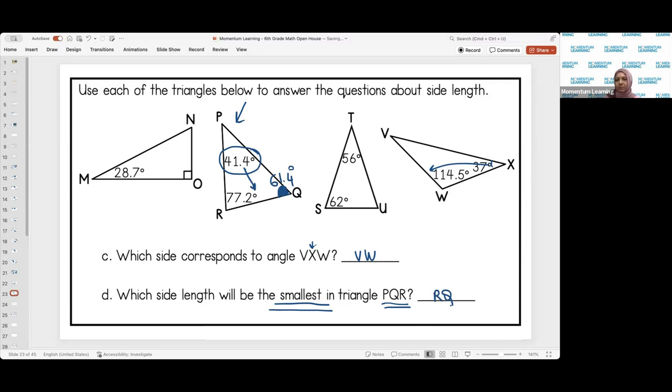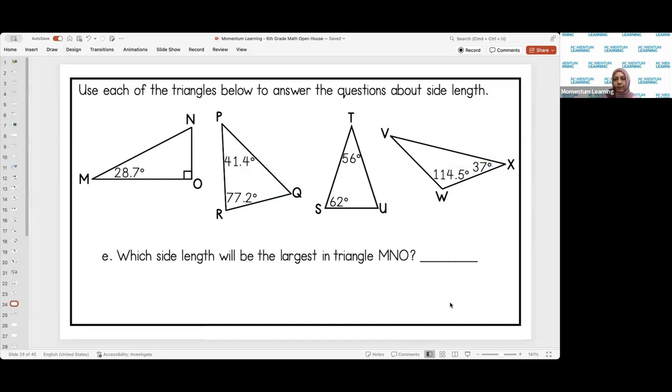Do you have any question? Okay, if you don't have question, we can pass to the next one. Oops, not this side, this side. So the last question related to these four triangles. Which side length will be the largest in triangle MNO? MNO. So we need also this angle. So 28.7 degrees, 90 degrees, since this is the symbol.